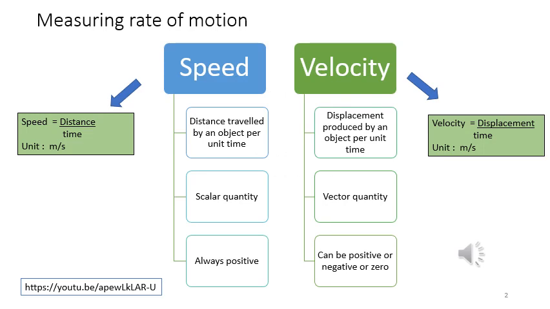These two physical parameters on the slide, speed and velocity, will help us measure the rate of motion. All of you like to watch cricket matches, okay? At times when the bowler is bowling, you get that tagline below saying that this person is bowling at a speed of so and so.